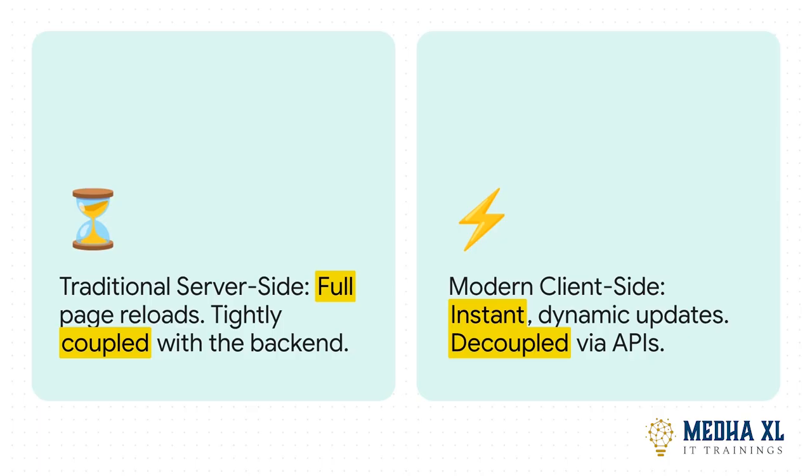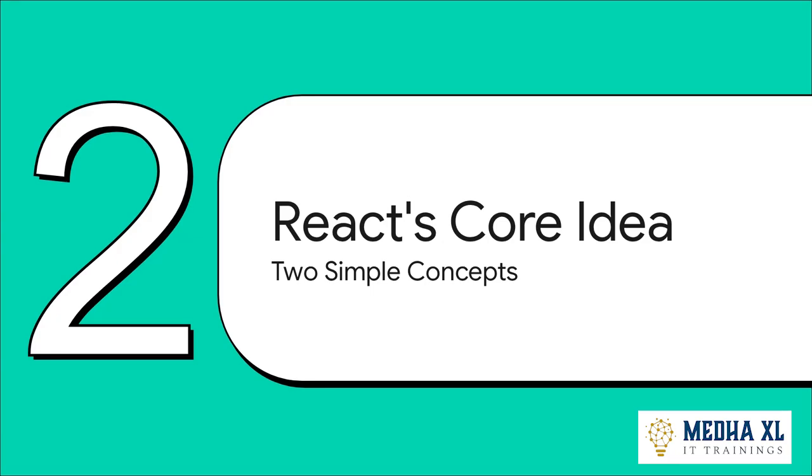The modern approach, the one that React just nails, is completely different. The UI is decoupled. It lives in the user's browser, and it just talks to your Java backend through APIs to get the data it needs. And the result? Updates feel pretty much instant. Now, that whole client-side thing might sound a little complicated, but the real beauty of React is just how simple it is at its core. It's really built on just two foundational ideas, and we're about to break them down right now.